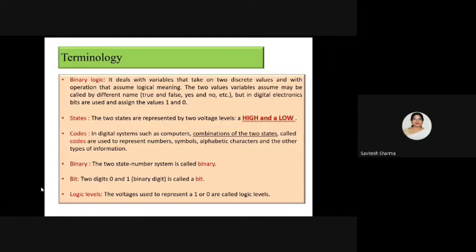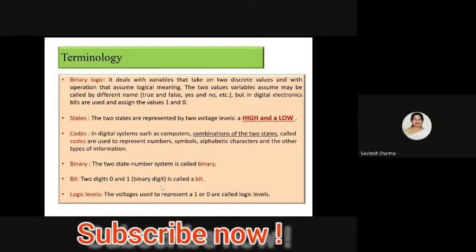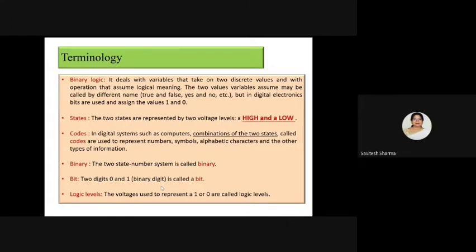Voltage level, logic level. Here we are using two logic levels, let's say logic 1 and logic 0. Actually, they are a range of the voltage level. They are not a single fixed voltage level. Logic levels actually represent a range of voltage levels. I will explain in detail in the next slide.